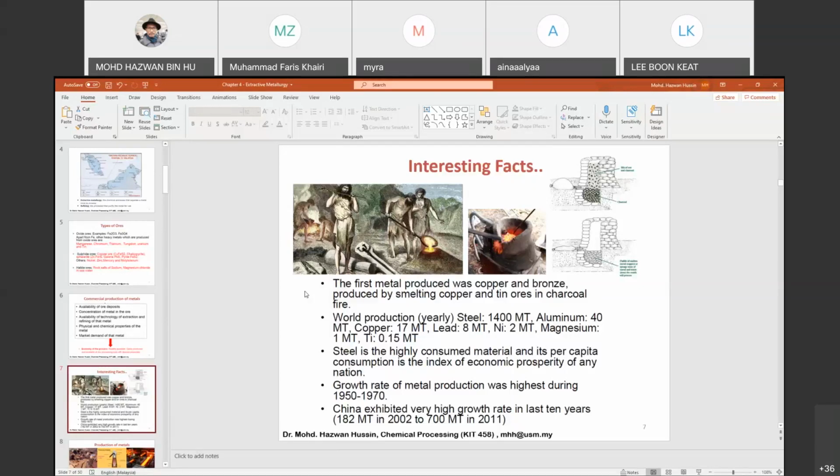China exhibited a higher growth rate in the last 10 years. China has the highest growth rate of metal production. Especially if you notice, from the year 2002 they produced around 182 megatons of iron, or metals, and in 2011 it had increased like 6 or 7 times to become 700 megatons.